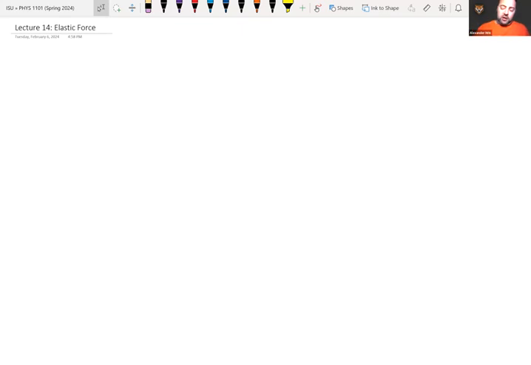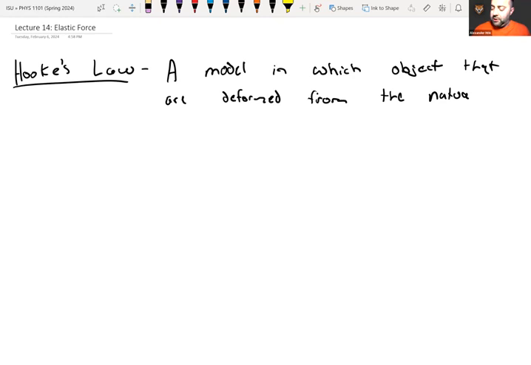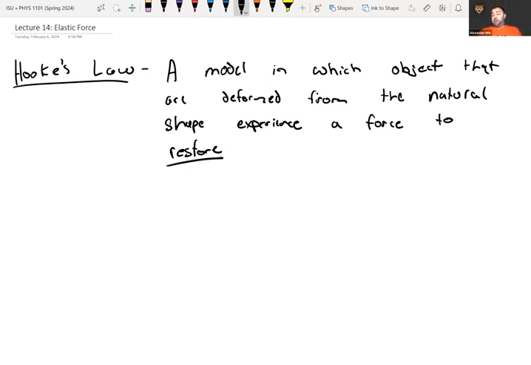So the topic is elastic force. The main rule we're going to use when looking at elastic forces is Hooke's law, like I was just saying. I'll give it to you in words, and then I'll give you the mathematical formulation. It's a simplified model, but it's a model in which objects that are deformed from their natural shape experience a force to restore that shape. Sometimes it's called a restoring force.